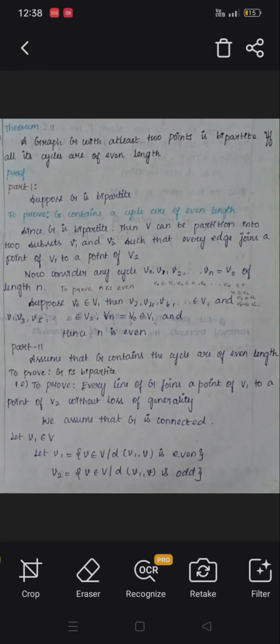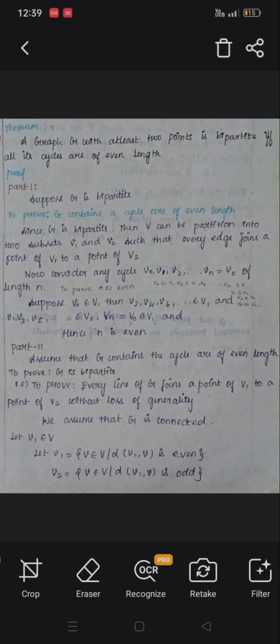A graph G with at least 2 points is bipartite if and only if all its cycles are of even length. Proof. Part 1. Suppose G is bipartite. To prove G contains a cycle of even length.